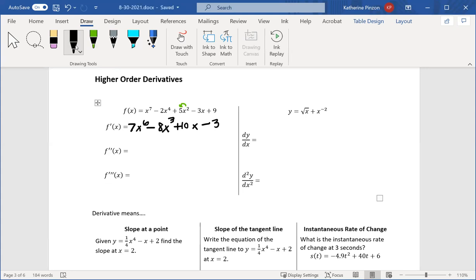That's the first derivative. How do I get the second derivative? Do it again. Okay, so I'm doing 7 times 6. 42x to the, what's the new power? 5. Minus 8 times 3. 24x to the, what's the new power? 2. Plus, what's the derivative of 10x? 10. Minus, what's the derivative of 3? 0. Done.